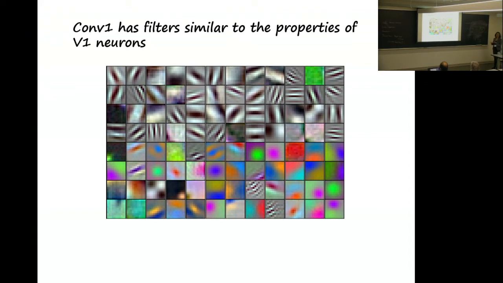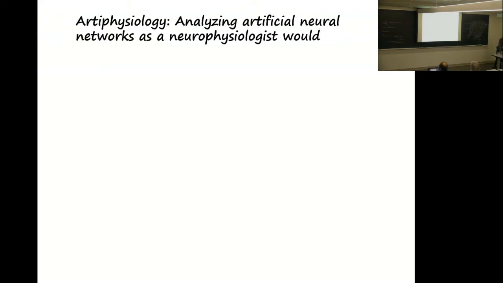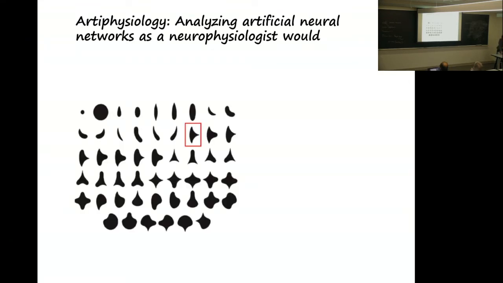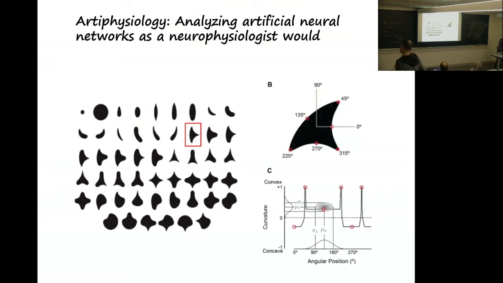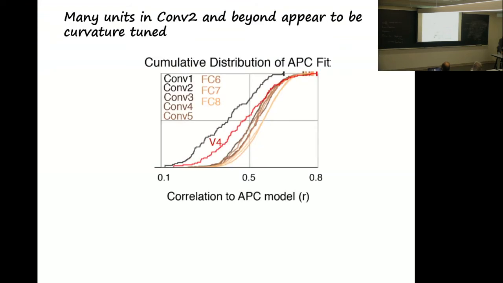So the question is, what happens deeper in? We probe these networks the way neurophysiologists would, and we playfully call it artiphysiology. We basically use the same set of stimuli that we use to study V4 neurons, and we fit the same models, and we ask, do these neurons have the same invariances or dependencies that V4 neurons do? Do they show curvature sensitivity? It turns out a lot of neurons in the network show curvature tuning.